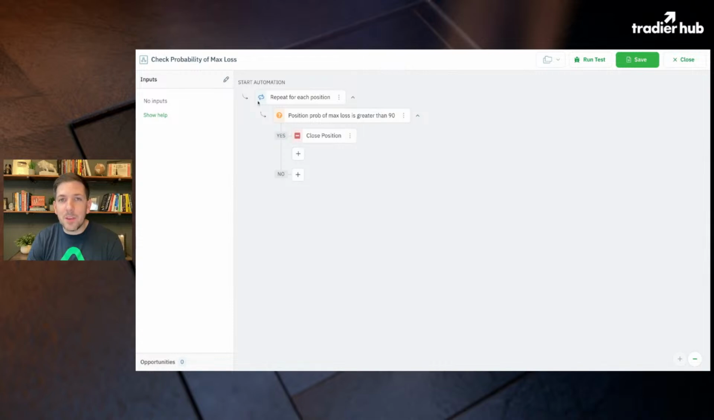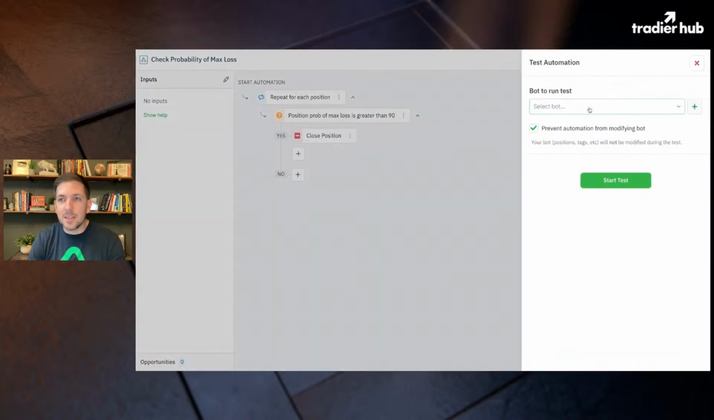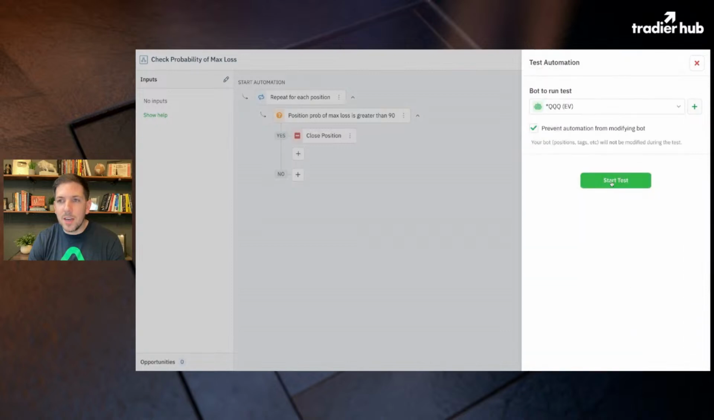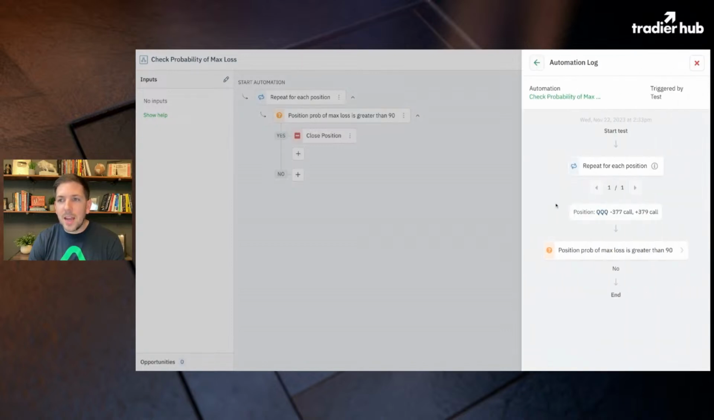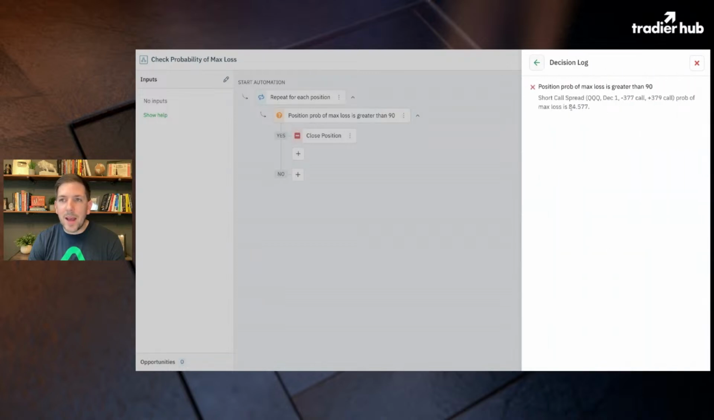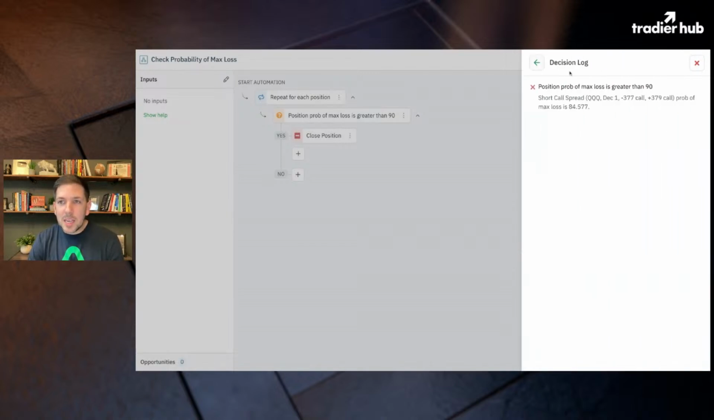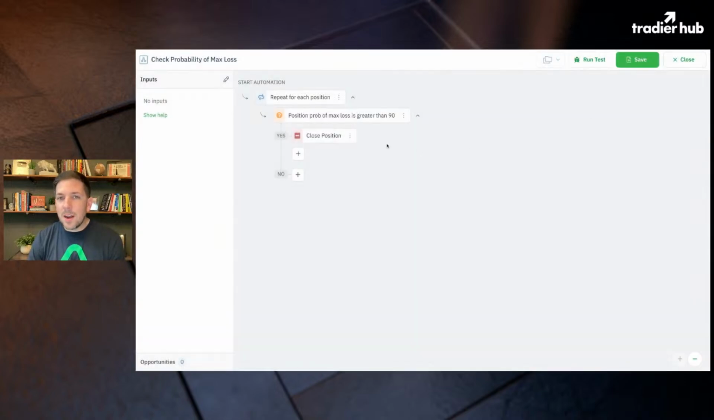Now, anytime you run these in here, you can just run a simple test. We'll grab one of our automations here that has some trades. I know QQQ does. Start this, and you can see that this is a call spread that right now is deep in the money, but the probability of max loss on this position is only 84%. It's pretty close to 90%, but not quite there yet. Still got a lot of time left until expiration, so it could keep monitoring this for me. And if that probability of max loss ever got to 90%, then it would go ahead and close and remove the position. So there's a lot of ways that you can do this.